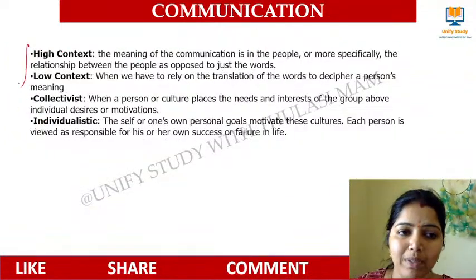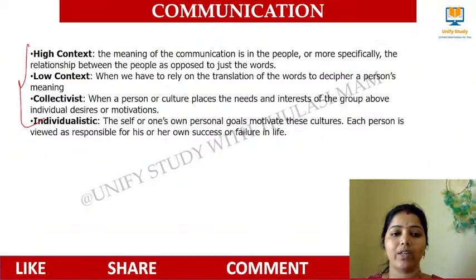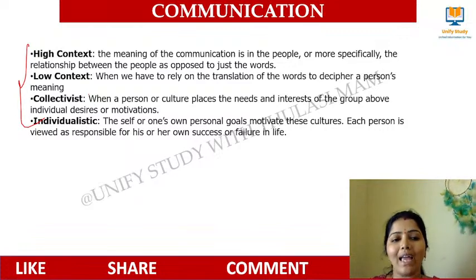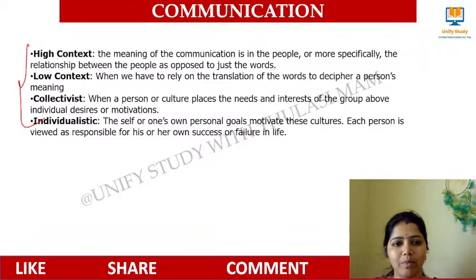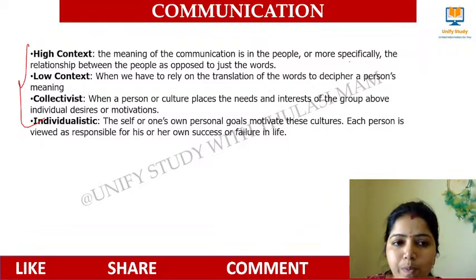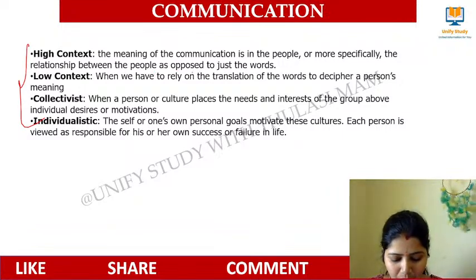Okay, right. And this one time it has been asked: high context, low context, collectivist, individualist. In culture, we have a concept called high context. What do you mean? High context means the meaning lies more specifically in the relationship between the people as opposed to just the words. This we call high context.